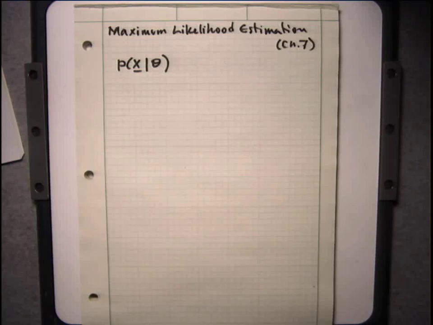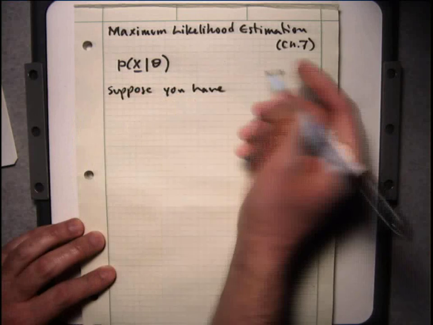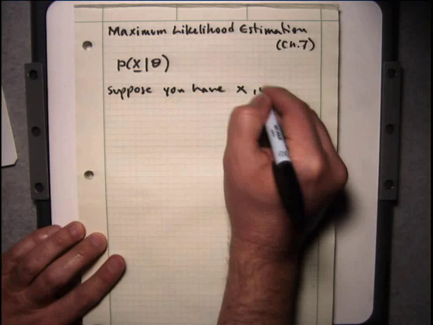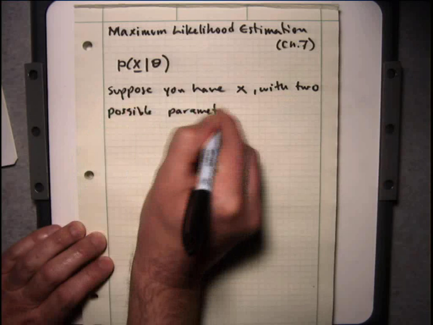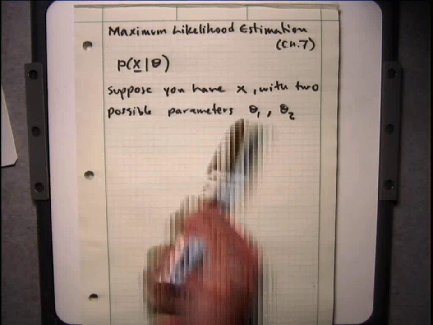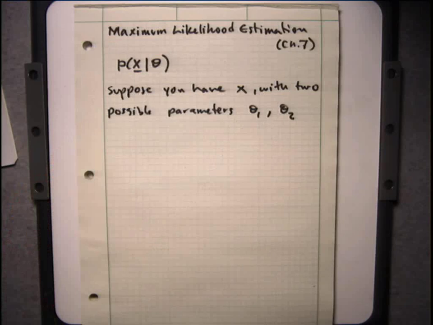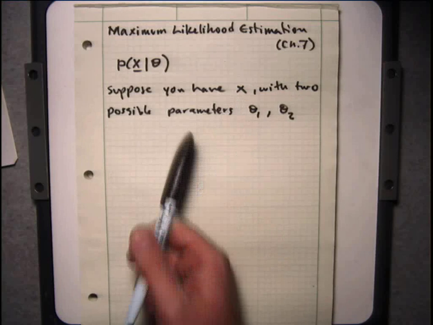So let's take the very simple case, and I've given you a little bit of a preview of this in the earlier lectures. Let's take the case where you have a single measurement. Suppose, just as a way of motivating it, you have a single measurement x with two possible parameters, theta 1 and theta 2. In other words, you make a measurement that somehow depends on a parameter theta, which can take on two different values. Now you ask the question, what is the probability that you would measure the particular x that you saw if the underlying parameter was theta 1 or if the underlying parameter was theta 2?